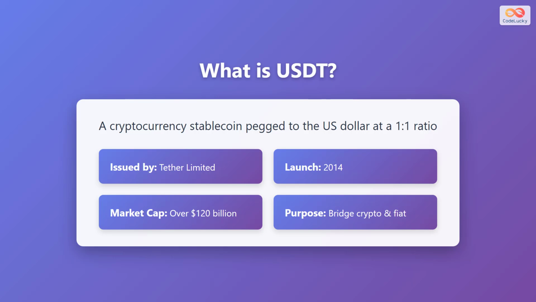USDT is a cryptocurrency stablecoin that is pegged to the US dollar at a 1-to-1 ratio. This means that one USDT token is designed to always equal one US dollar. It was issued by a company called Tether Limited and was first launched in 2014. Today, USDT has a market capitalization of over $120 billion, making it the largest stablecoin in existence.